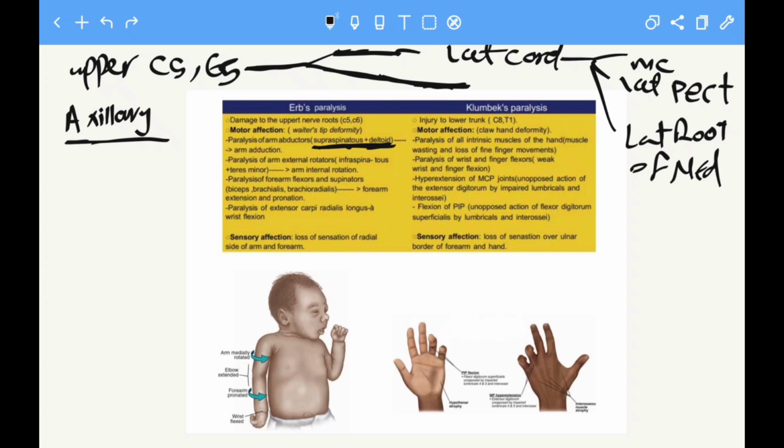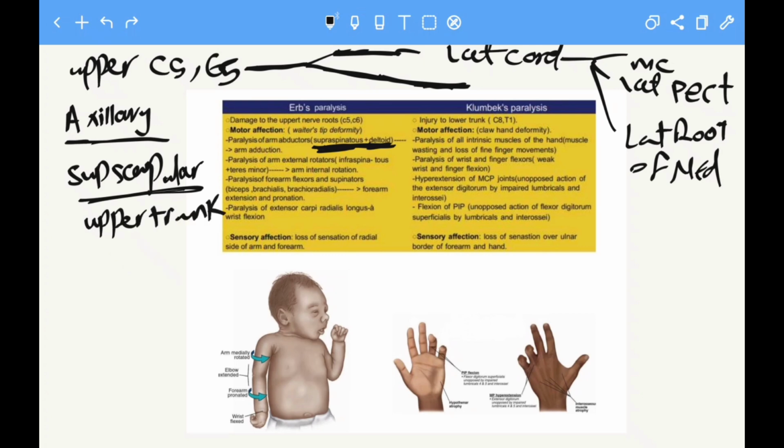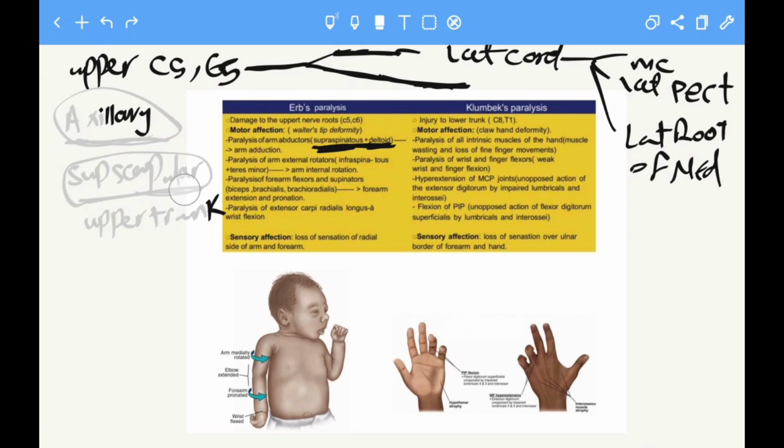Okay. Due to affection of supraspinatus and the deltoid. Supraspinatus is supplied by the suprascapular nerve, which comes from the upper trunk also. So if there is affection of supraspinatus and axillary nerves, there is adduction due to failure of abduction. Okay.